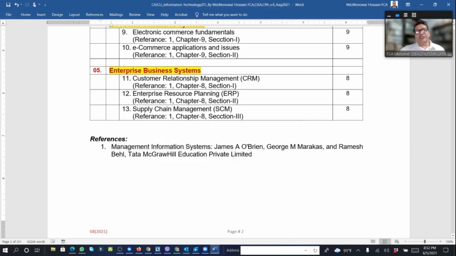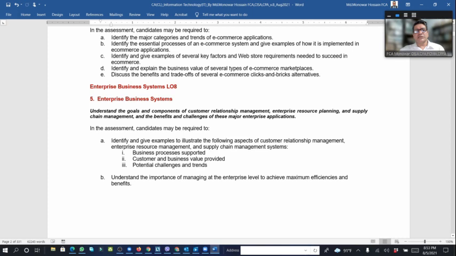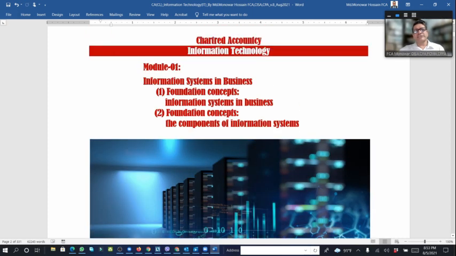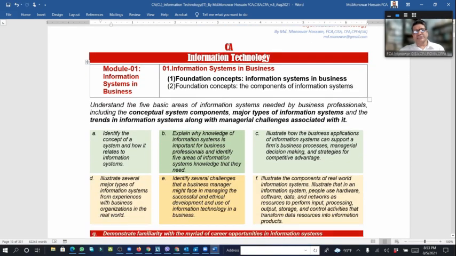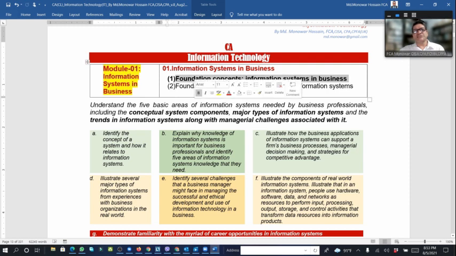So this is the overall syllabus, and you have one reference book, Management Information Systems. It is also available on the website. Every topic is included within this syllabus. Just read your syllabus. Today we will discuss chapter 1 or module 1, information system in business.